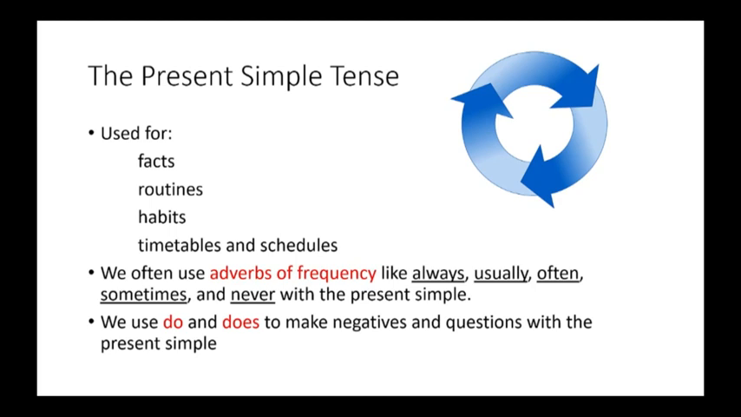Of course, we're starting with the present simple tense. The present simple tense is used for facts, routines, habits, and when we're talking about the future, for timetables and schedules. We often use adverbs of frequency, such as always, usually, often, sometimes, and never when we use the present simple. We use do and does to make negatives and questions in this tense. So, let's try to describe this in more detail.